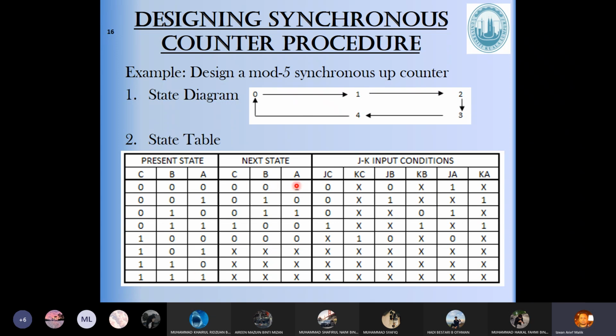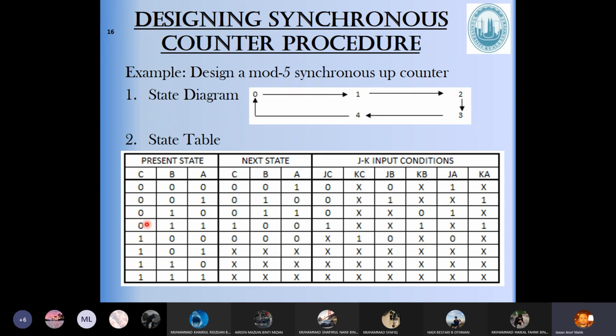Now this next state depends on the diagram. So present state 0, 0, 0, the next state is 1, so this will become 0, 0, 1. Then 0, 0, 1, the next state is 2. So 2 is 0, 1, 0. Then 0, 1, 0, which is 2, the next state is 3. So it is 0, 1, 1.